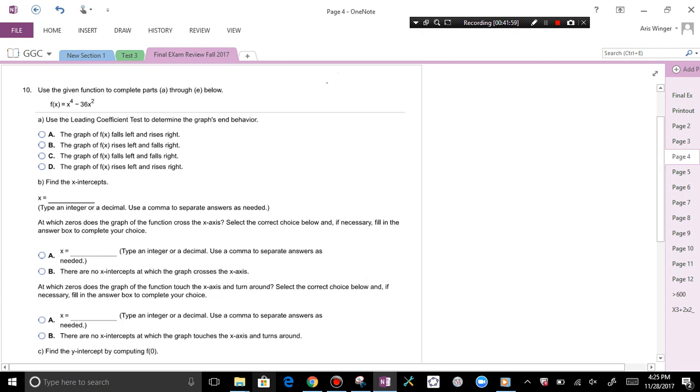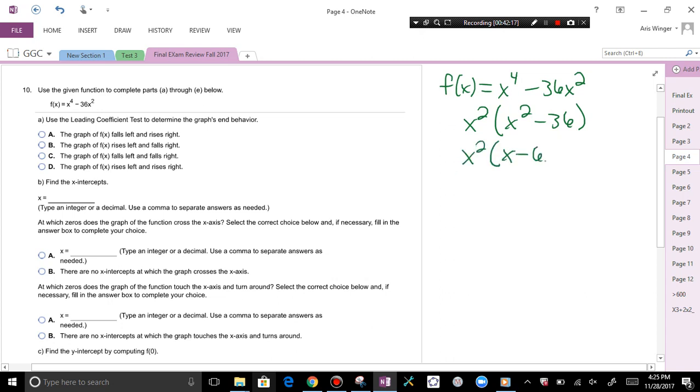Here we have a polynomial of higher degree. F of x is equal to x to the 4th minus 36x squared. And so here we'll factor out x squared. You're left with x squared minus 36. And then we'll factor x squared, x minus 6, x plus 6.